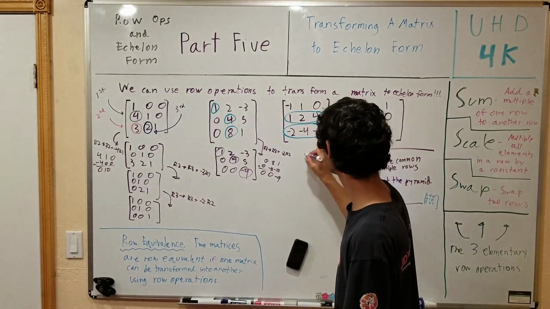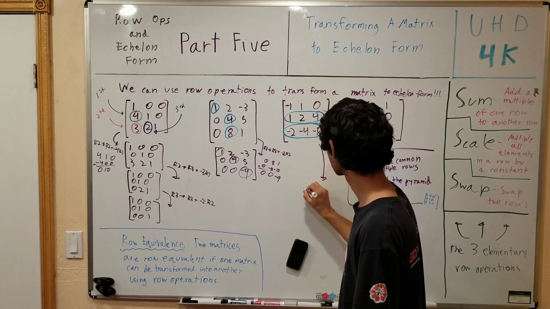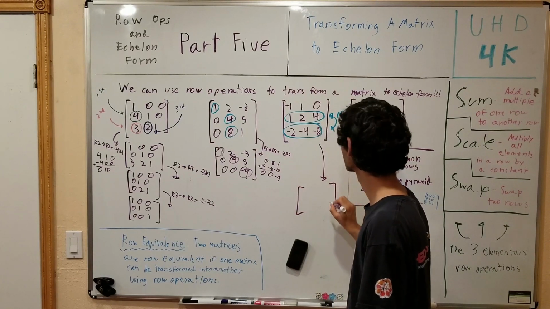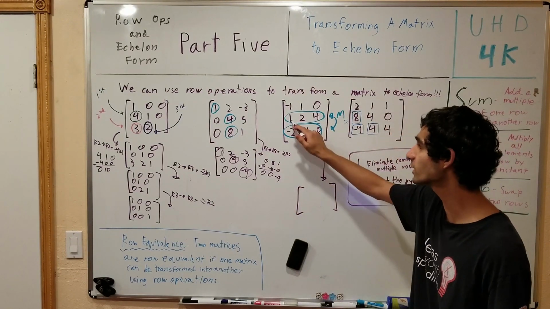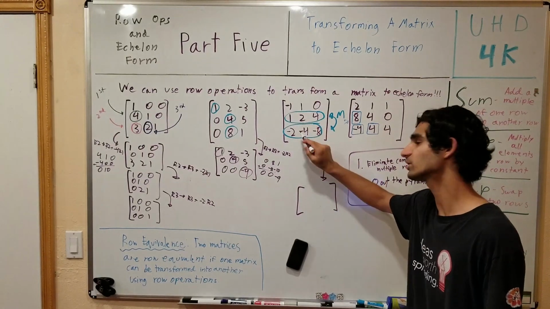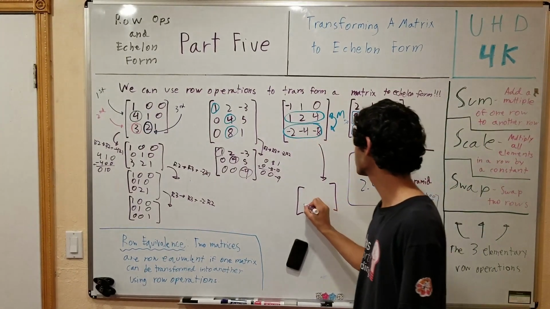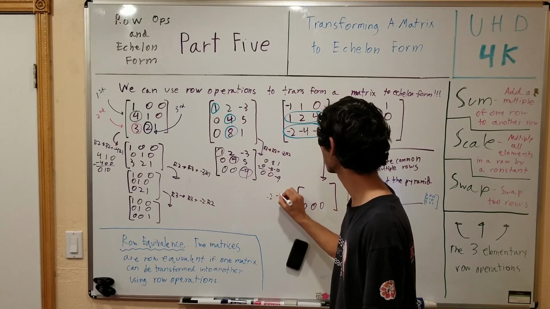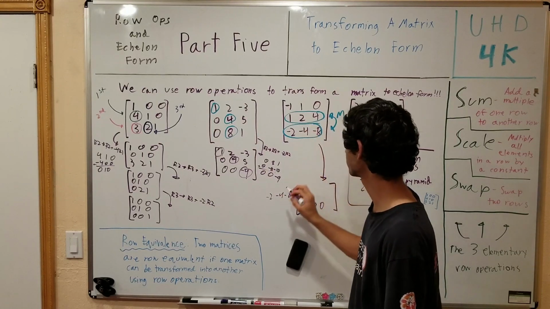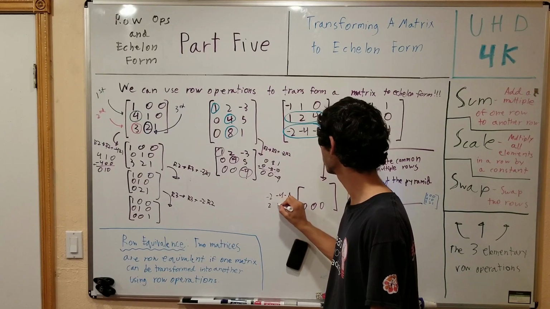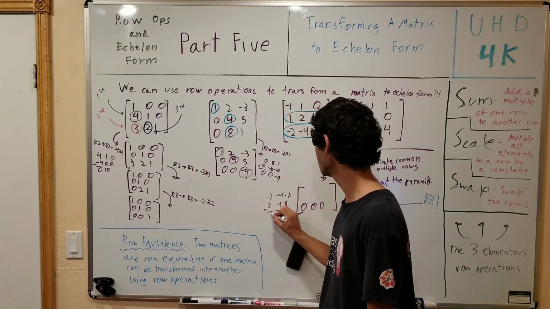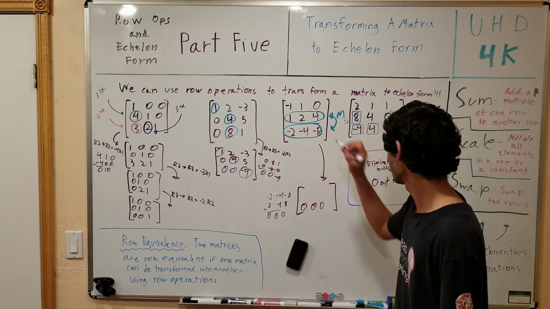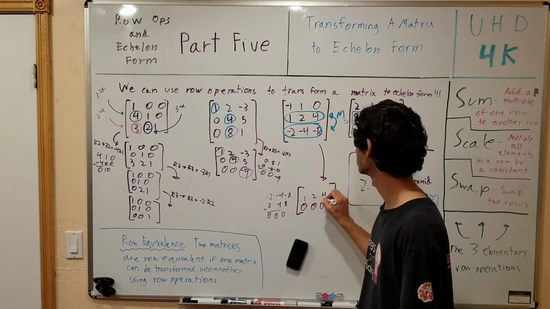Let's do that over here. If we add 2 times our second row to our third row, the third row becomes all zeros. Because our third row is -2, -4, -8. 2 times our second row is 2, 4, 8. We add these up, we get 0, 0, 0. And the second row and first row stay the same.